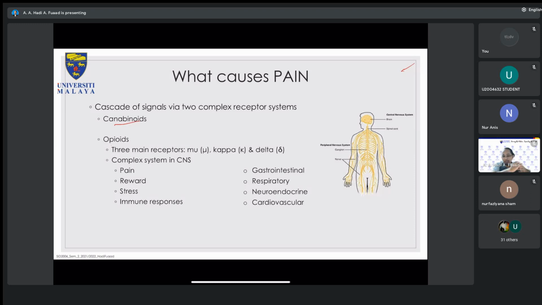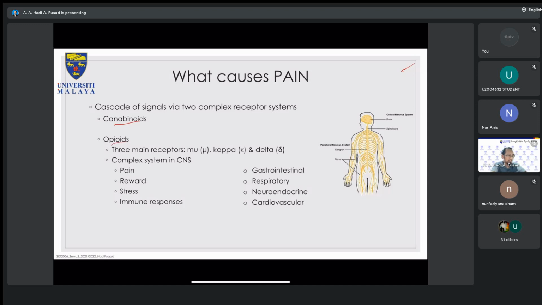And opioids, again, because opioids like morphine and whatnot were the drugs that were used originally, before the receptor was even discovered. And then once it was discovered, opioids bind strongly to this receptor. Thus, the receptor is called opioid receptors. Okay, so that's the naming.